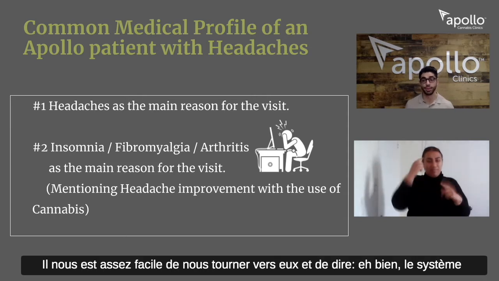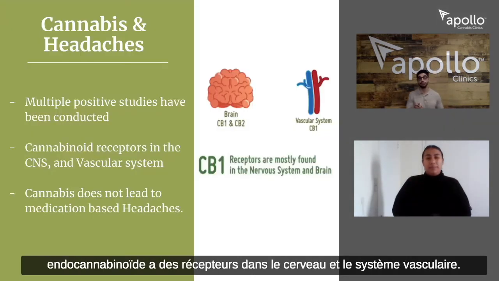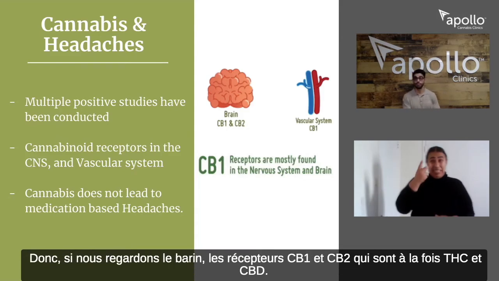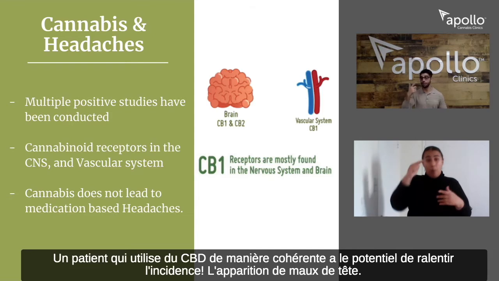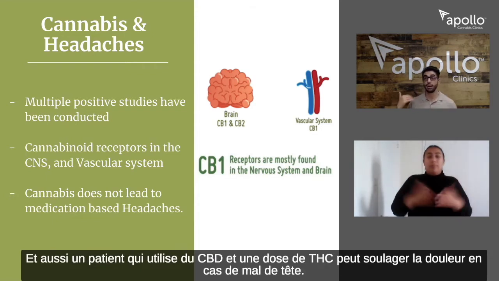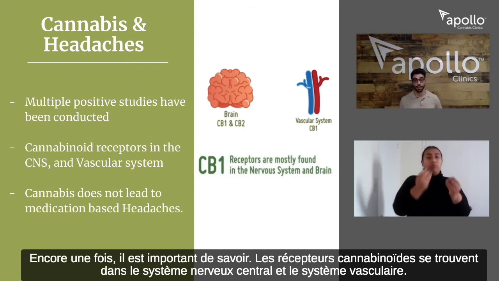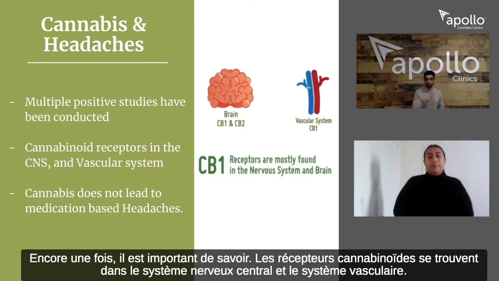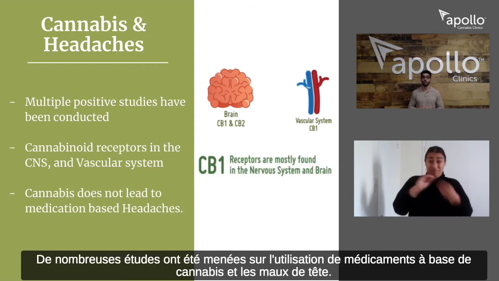And it's quite easy for us to turn to the patient and explain to them that the endocannabinoid system has receptors in the brain and the vascular system. So if we look at the brain, there's both CB1 and CB2 receptors, that's both THC and CBD. A patient who uses CBD on a consistent basis has the potential to slow down the incidence, the occurrence of headaches. And also, a patient who uses either CBD or a dose of THC can help with the pain once a headache is present. Again, important to note that cannabinoid receptors are in both the central nervous system and the vascular system. Multiple studies have been conducted for the use of cannabis-based medications and headaches.